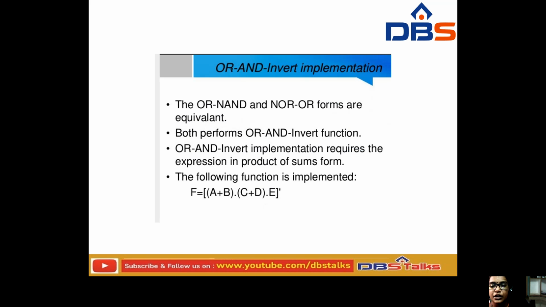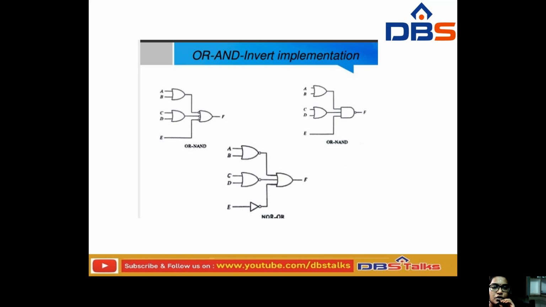So, finally, the OR-AND-invert implementation: the OR-NAND and the NOR-OR perform the equivalent operation. Both perform the OR-AND-invert function. So the OR-AND-invert implementation requires the expression in the product of sums form. So the following function is implemented, that is (A plus B) into (C plus D) into E dash. Okay, this is another thing. So this is the circuit for the OR-AND-invert implementation.